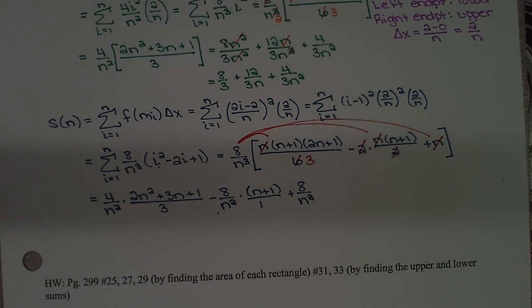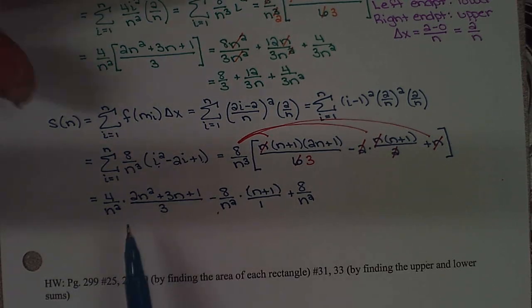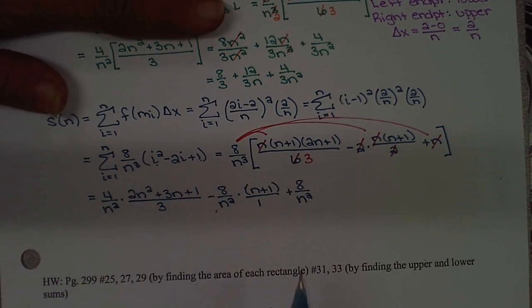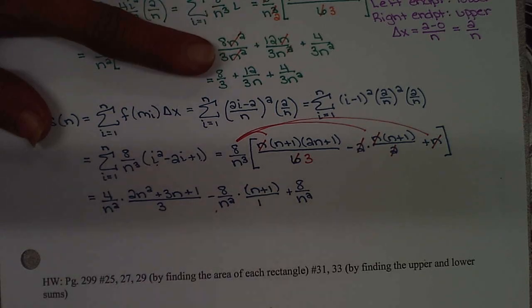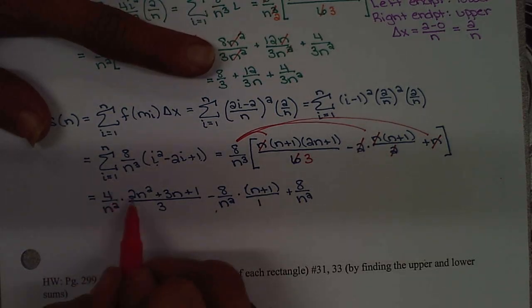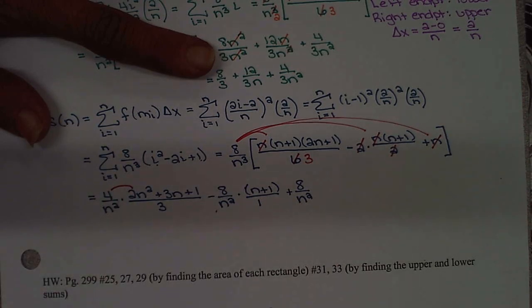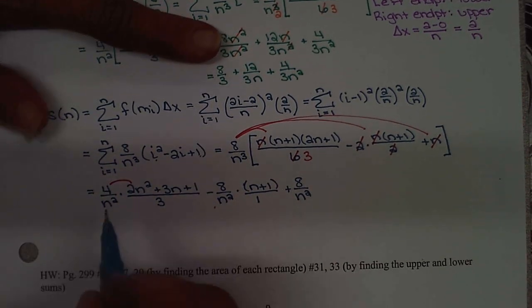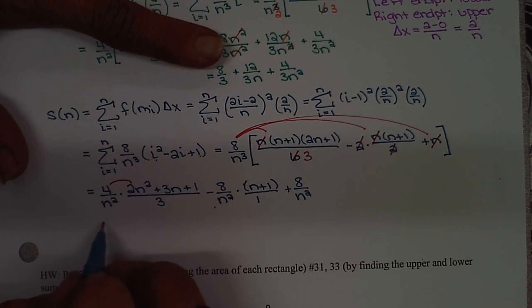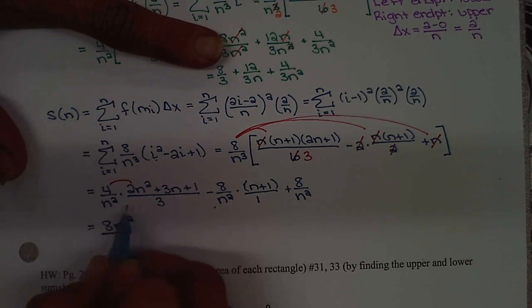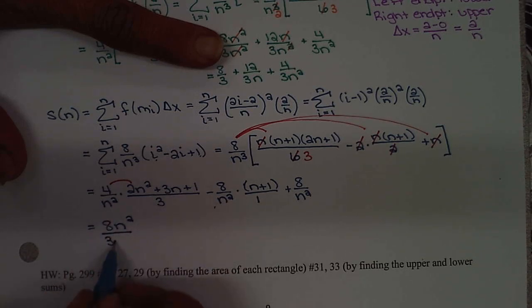Next thing I'm going to do is go ahead and distribute and break all of these terms up. So this is going to be a 2n squared over 3, and I'm going to multiply by the 4 over n squared. So the 4 and the 2 makes an 8, so it's an 8n squared. Here, the 3 and the n squared multiply to make a 3n squared.